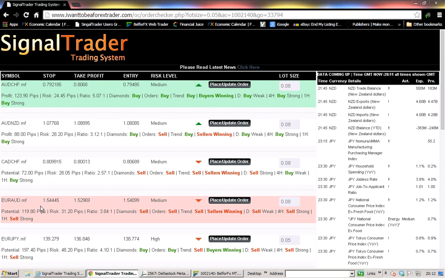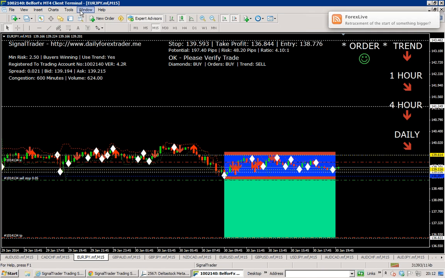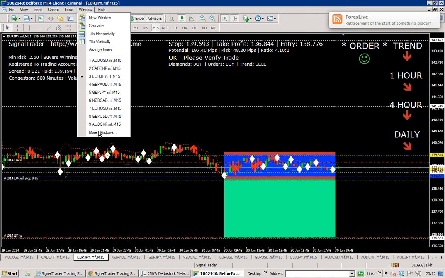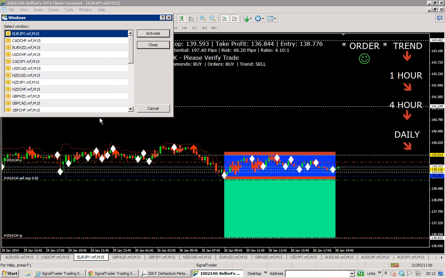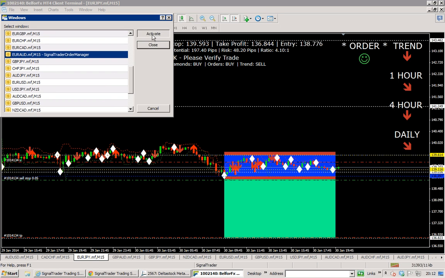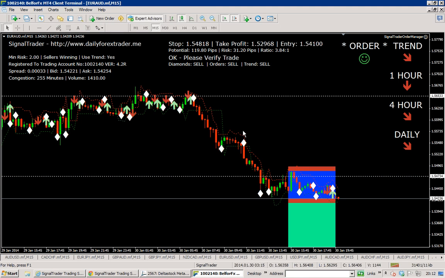Okay, so Euro, Aussie dollar. Let's go and look at that. What have we got? Window, Euro. It's not there, so I just click on Windows. Click on Euro, Aussie dollar. Let's run my order manager as well. Okay, so what have I got?